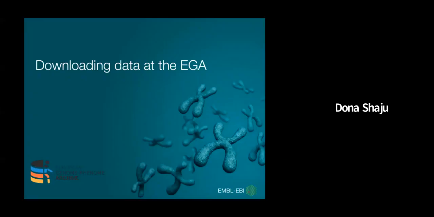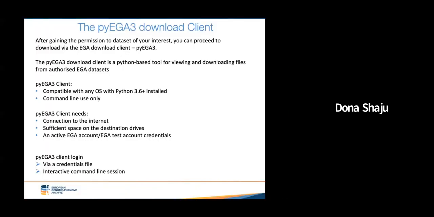So the final part is how to download the data at EGA. Once you have gained the permission to the dataset of your interest from the appropriate data access committee, you can now proceed to download the data. And this is done via the EGA download client or the EGA 3. So the EGA 3 download client is simply called the Python download client.